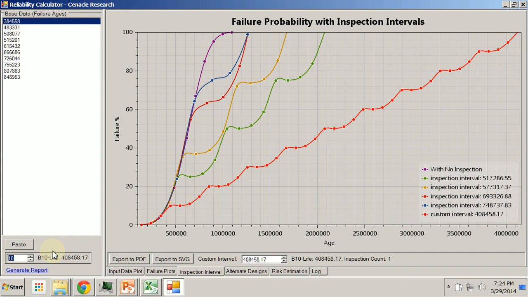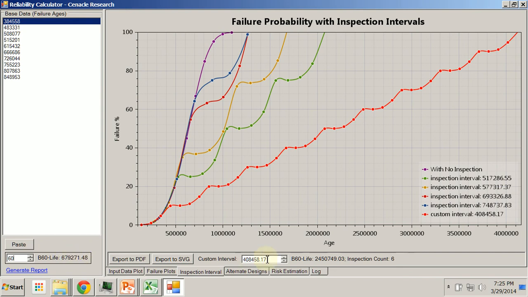Let us say we want to find out the optimal inspection interval for, say, B60. That means we do not want to lose more than 60% of our components at any given point of time. So let us say B60 life is our goal. That means 60% of the population here without any inspection at all, this computation says around 679,000 cycles. So your 60% of population will fail if you do not do any inspection by 679,000 cycles.